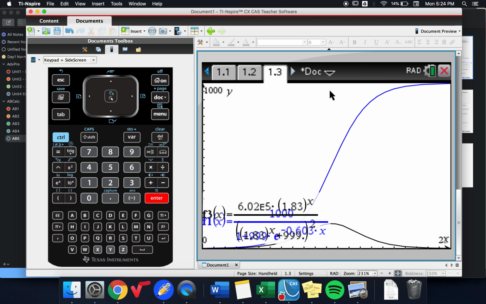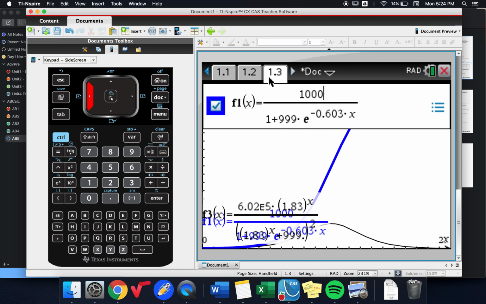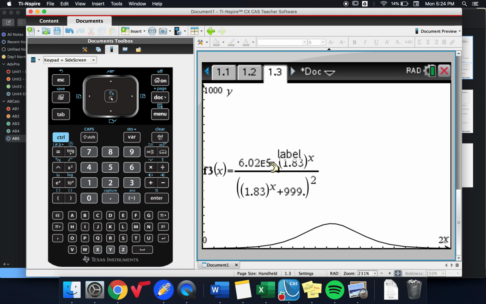All right. So here is my second derivative graph. Sorry, that's my first derivative graph. I'm going to turn this one off. And I can see that in this first derivative graph, the value of the first derivative is constantly positive, but it has a maximum, and that maximum happens where my second derivative is equal to 0.